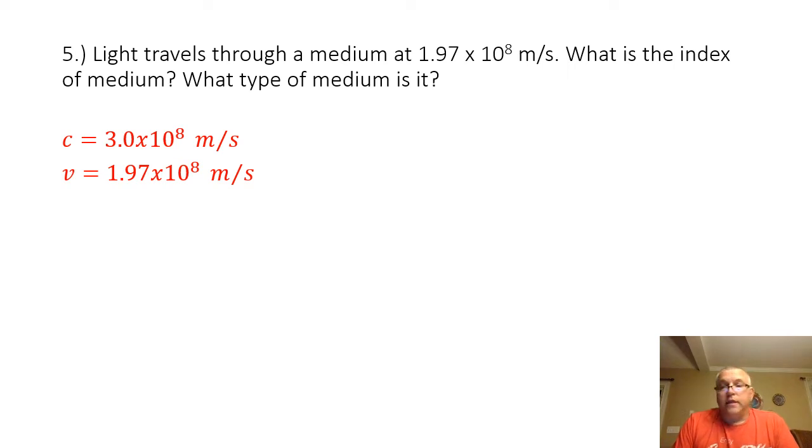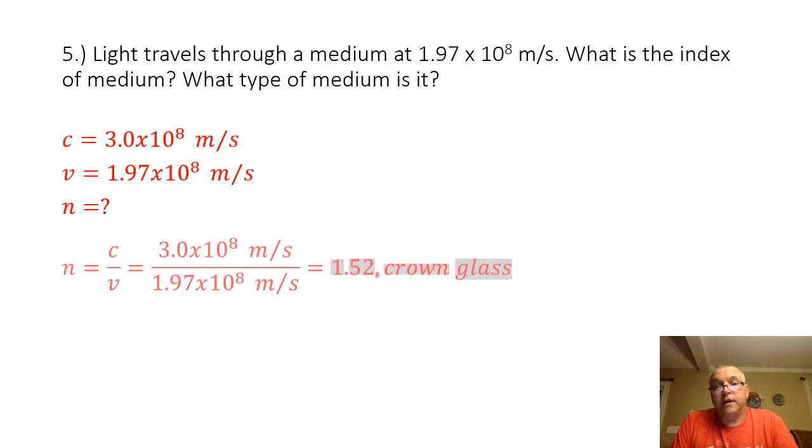3.0 times 10 to the 8th meters per second divided by 1.97 times 10 to the 8th meters per second will give me an index of refraction of 1.52. And if we consult our table of indices of refraction, we'll see that the material that has an index of refraction of 1.52 is crown glass.